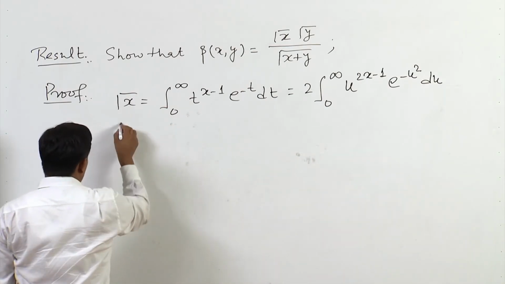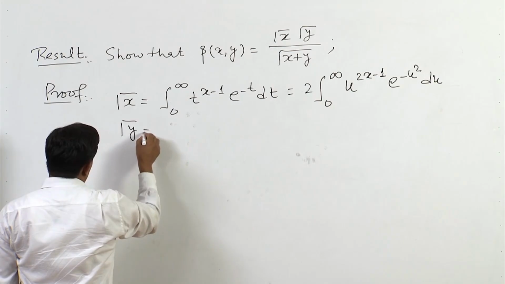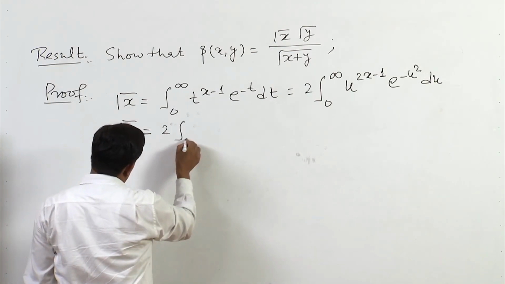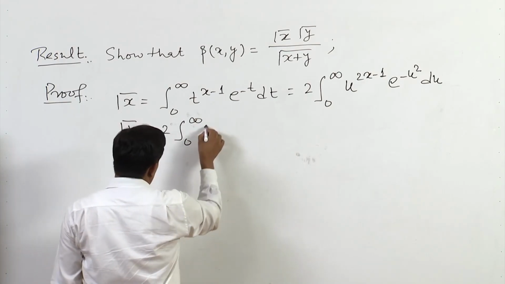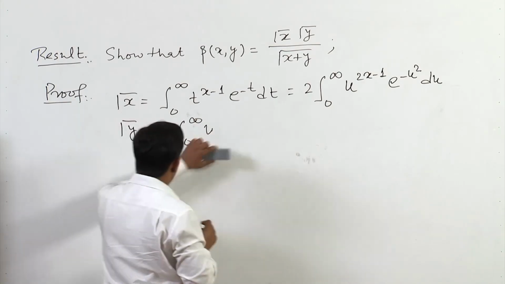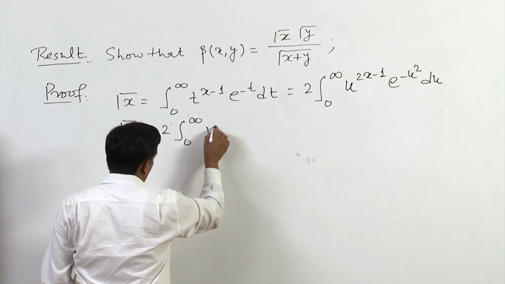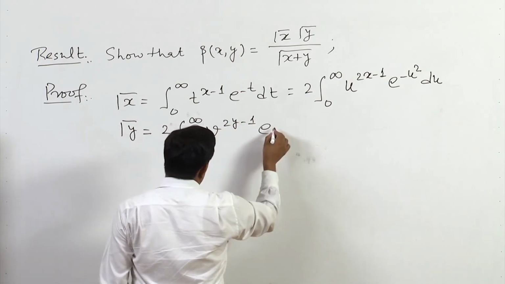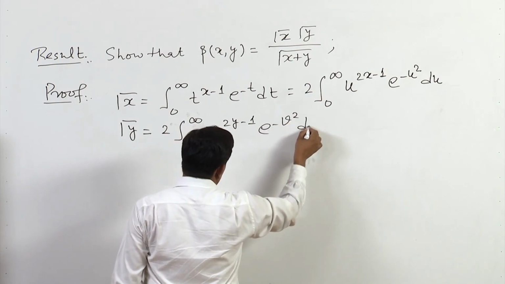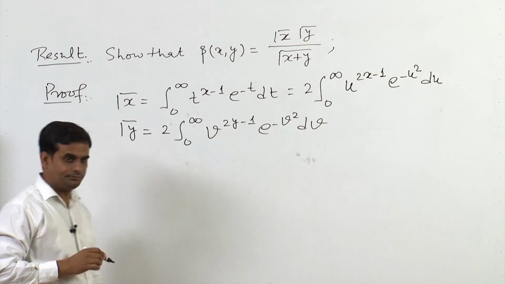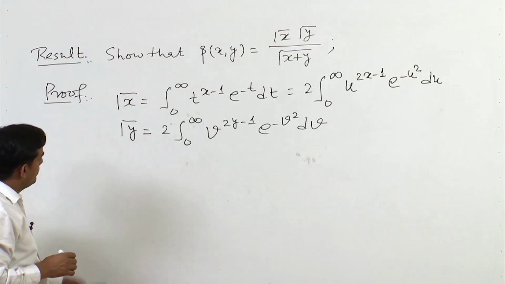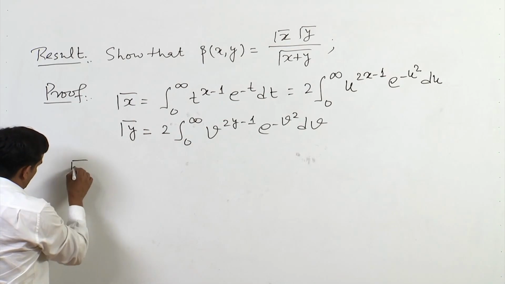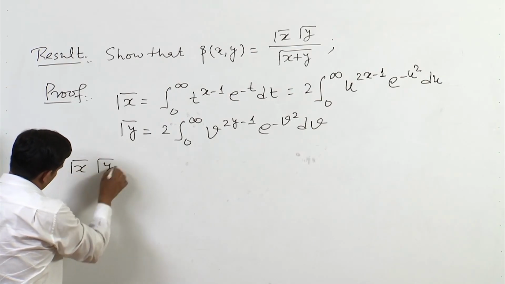Similarly, I can write gamma y equals 2 times the integral from 0 to infinity, and here I will take another variable, let us say v, v raised to power 2y minus 1, e raised to power minus v square dv. So, gamma x is that one, gamma y is this one. Let us multiply these two relations.